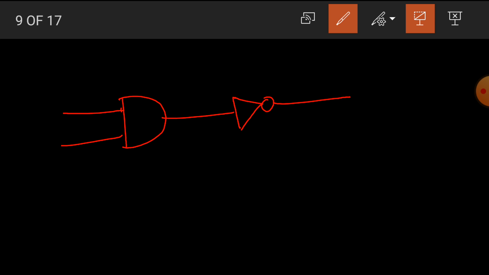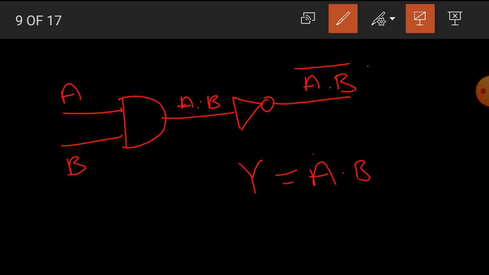Let's see once again. If this is the AND gate, and the output of the AND gate is connected with the NOT gate's input, we get the NAND gate. If A and B are the inputs of the AND gate, its output is A and B, and we know that the NOT gate is used to complement, hence at the output of the NOT gate we get (A·B) bar. Hence the output of the NAND gate is (A·B) bar.